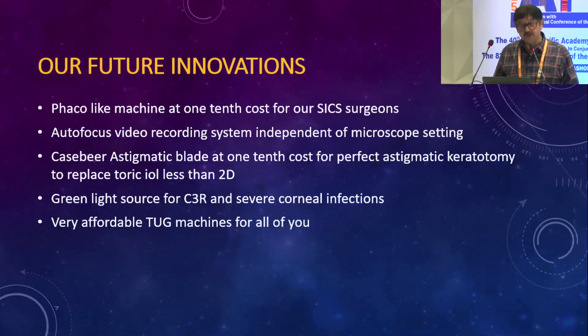Casebier astigmatism knife, which at present is available at 3 lakhs, we are trying to bring down to 25 to 30,000 rupees. And the green light C3R machine, which is about 24 lakhs at present, we might bring down to 1.5 lakh rupees. An affordable TUG machine, which is 34 lakhs now, we might bring down to 10,000 rupees.